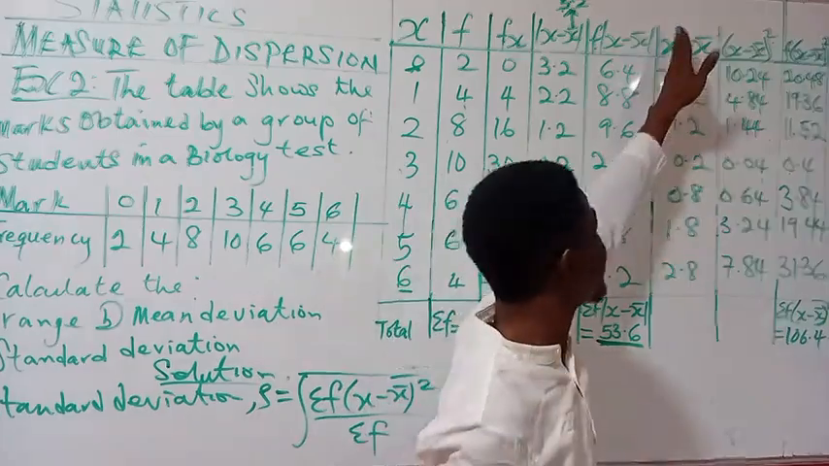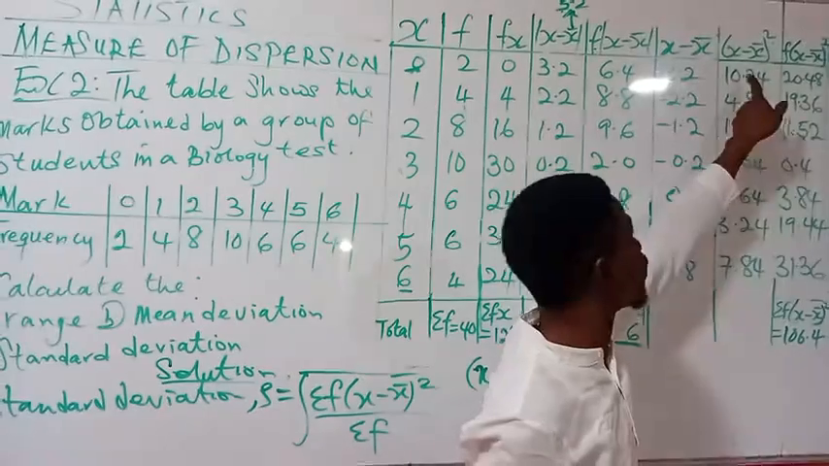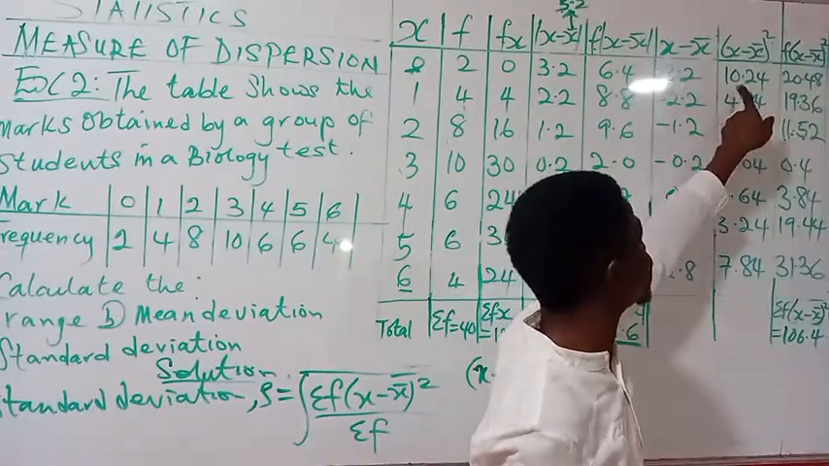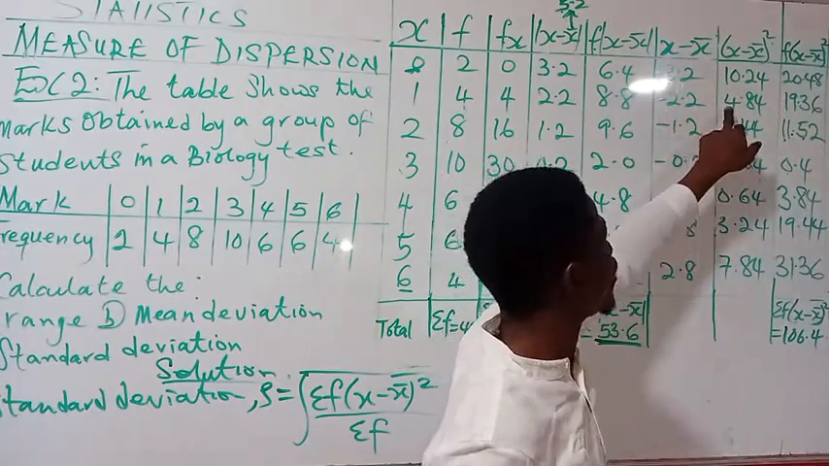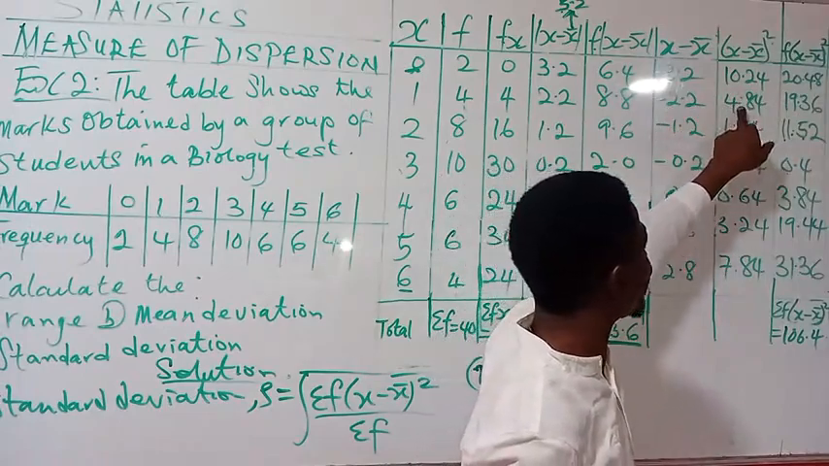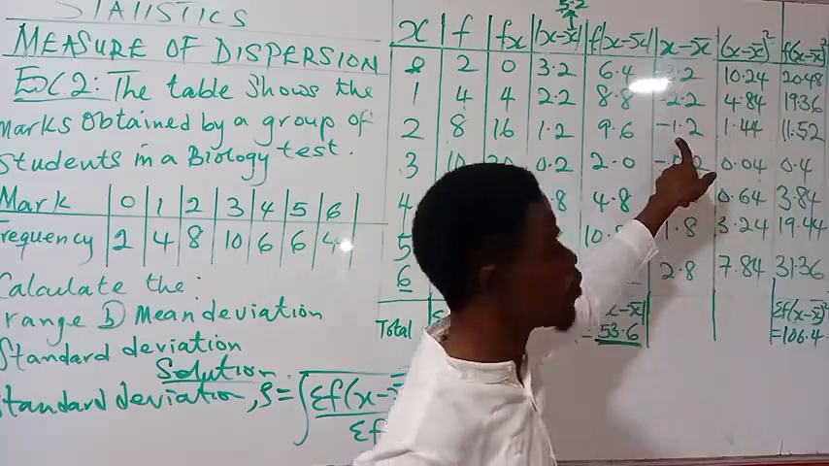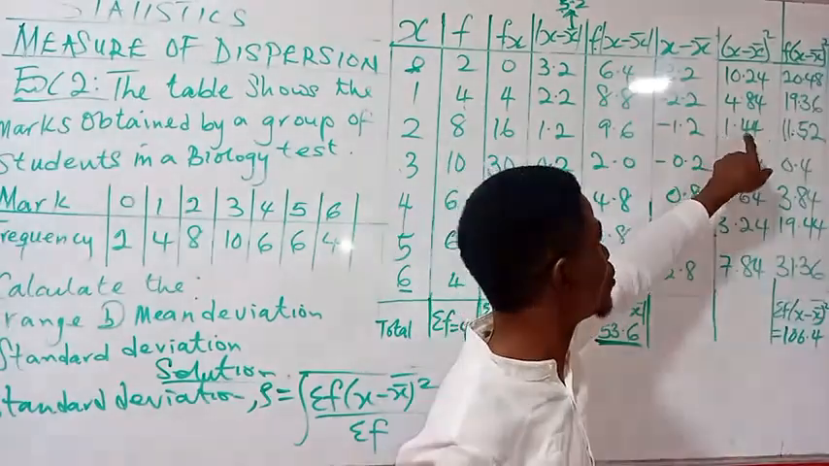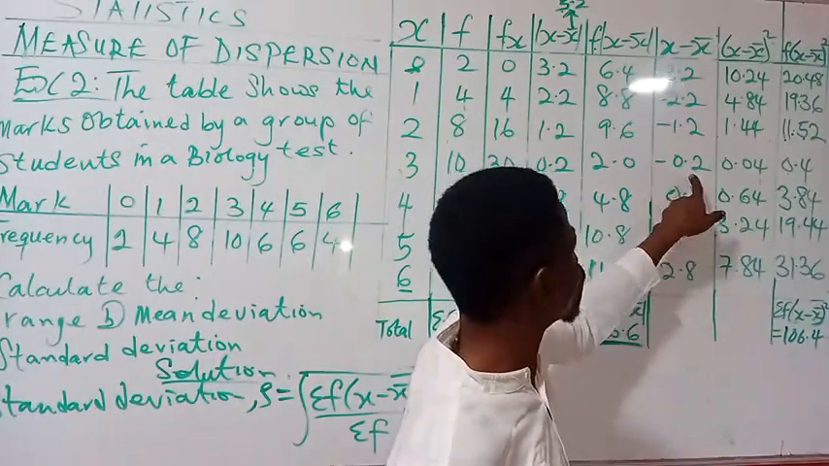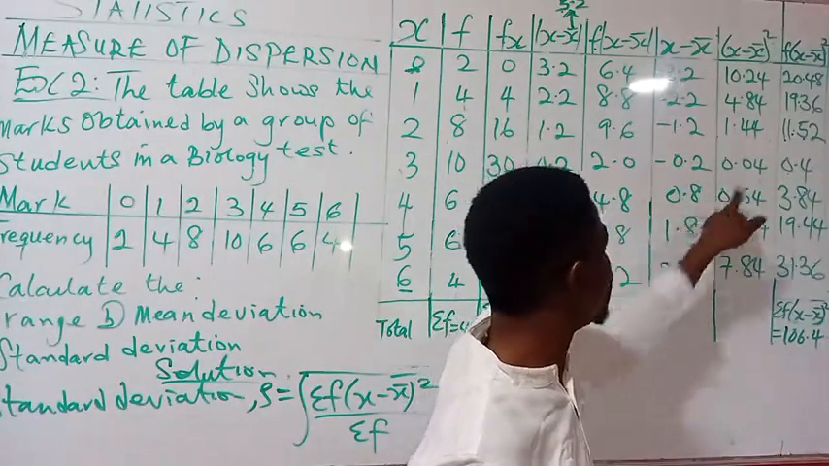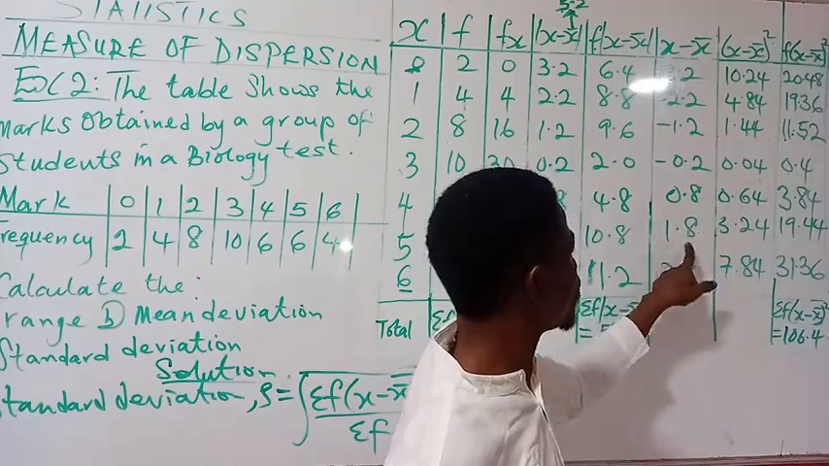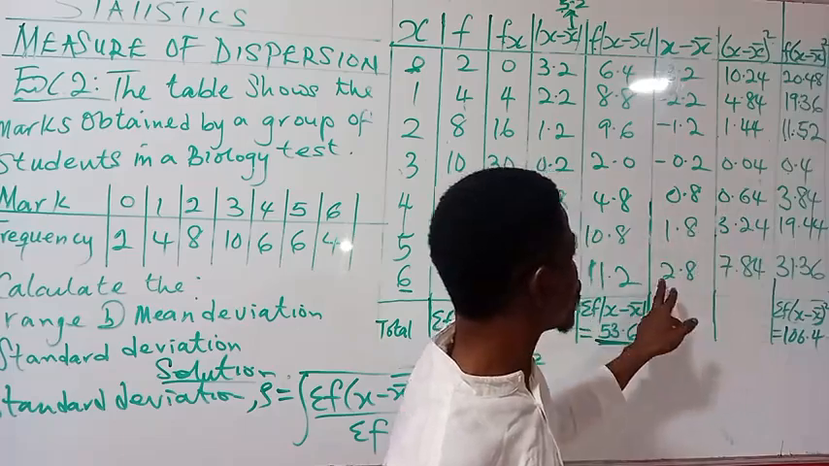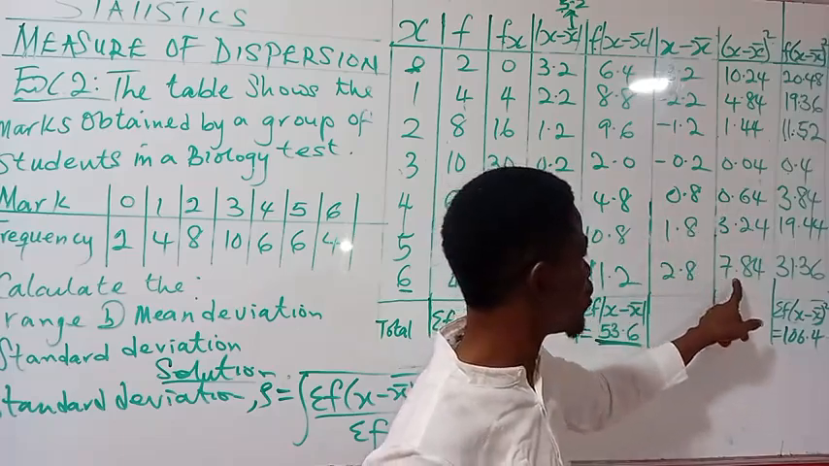So when you square this column now, we are going to have 10.24. When you square minus 2.2, we have 4.84. When you square 1.2, you are going to have 1.44. When you square 0.2, you are going to have 0.04. When you square 0.8, you are going to have 0.64. When you square 1.8, you are going to have 3.24. When you square 2.8, you are going to have 7.84.